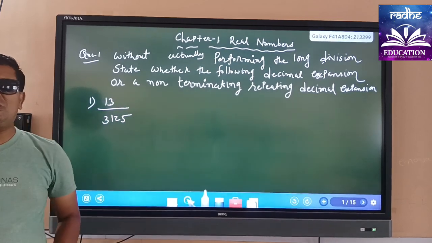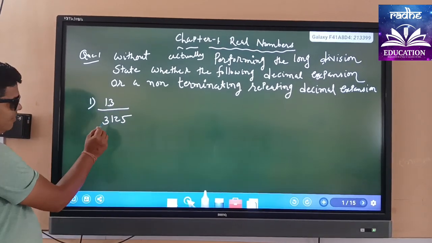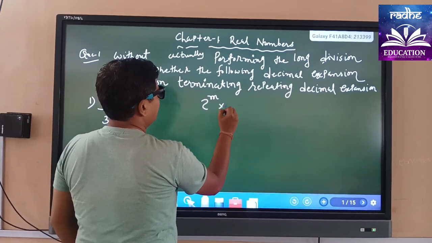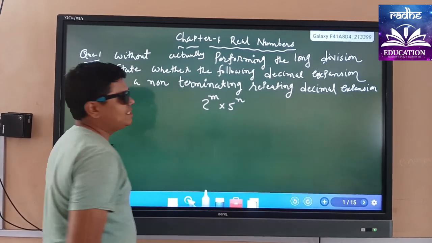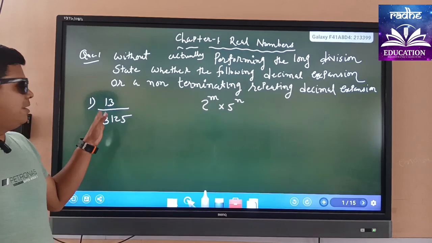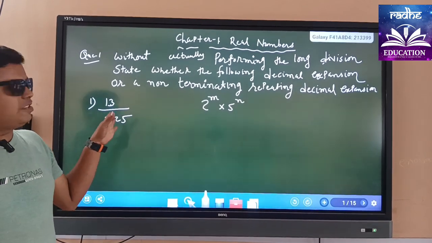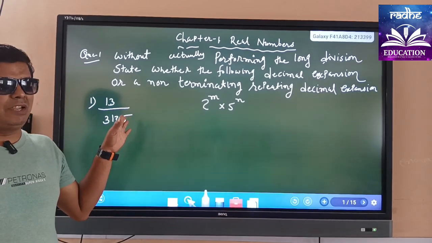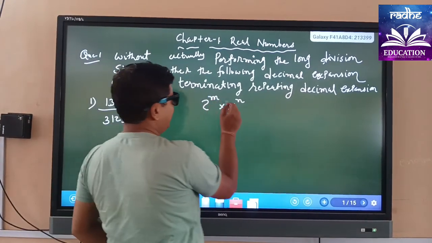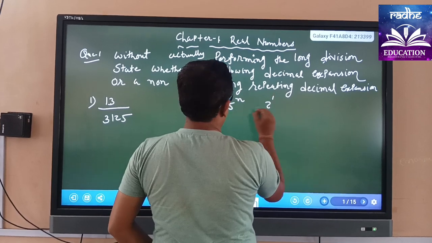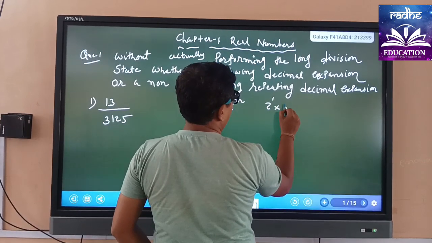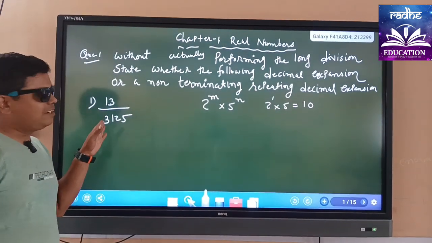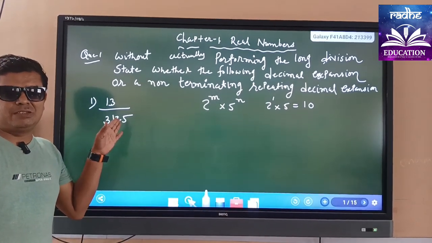So dear student, always remember that if the denominator is in the form of 2 raised to m into 5 raised to n, then we can say that the number is a terminating decimal expansion, otherwise it is a non-terminating decimal expansion. Let me take one example. Suppose we take m equals 1 and n equals 1, then we get 10. So if 10 is present in the denominator, then it is a terminating decimal expansion.